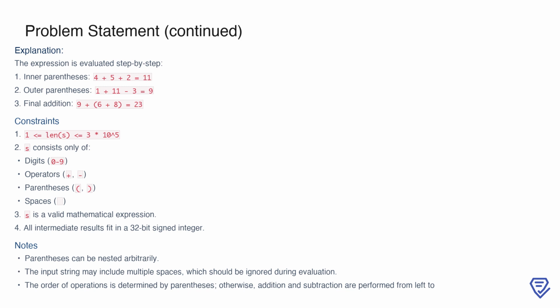Within (4 plus 5 plus 2), adding 4, 5, and 2 gives 11. Next, we evaluate the outer parentheses, where 1 plus 11 minus 3 results in 9. Finally, we compute the last addition, 9 plus (6 plus 8), which equals 23. The result of the entire expression is therefore 23. This example illustrates how parentheses can be nested and how their grouping affects the order of operations.